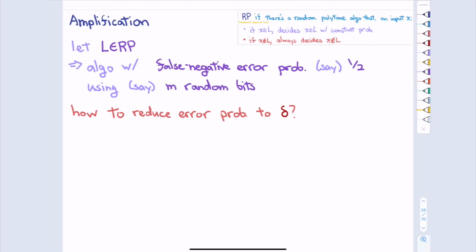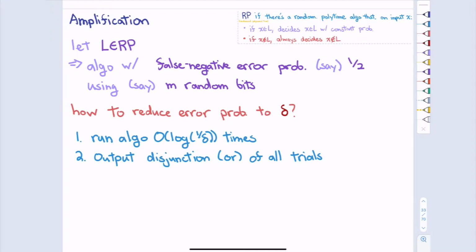Okay, so for one-sided error, sort of like heavy hitters, we can do the OR of all the answers. So if you get one yes, you know it's right away, because yeses are never wrong, but nos may be wrong. So it's slightly better to just take the OR of all of them. Okay, and the question now is, if I want to reduce it to delta, how many copies should I make? How many times should I run it? A log of 1 over delta, because then 1 over 2 to the log of 1 over delta should get you delta. So we've done this many times, right? Run the algorithm log of 1 over delta times, take the OR of all the trials.